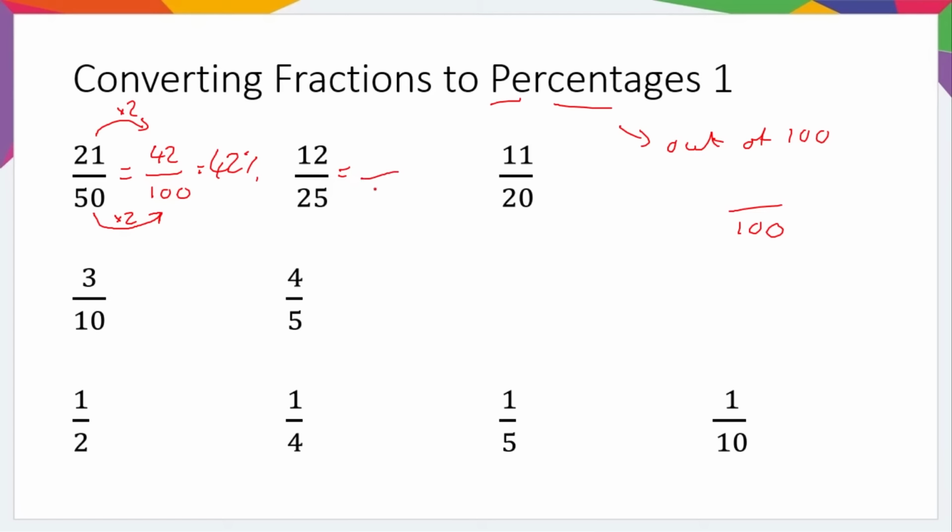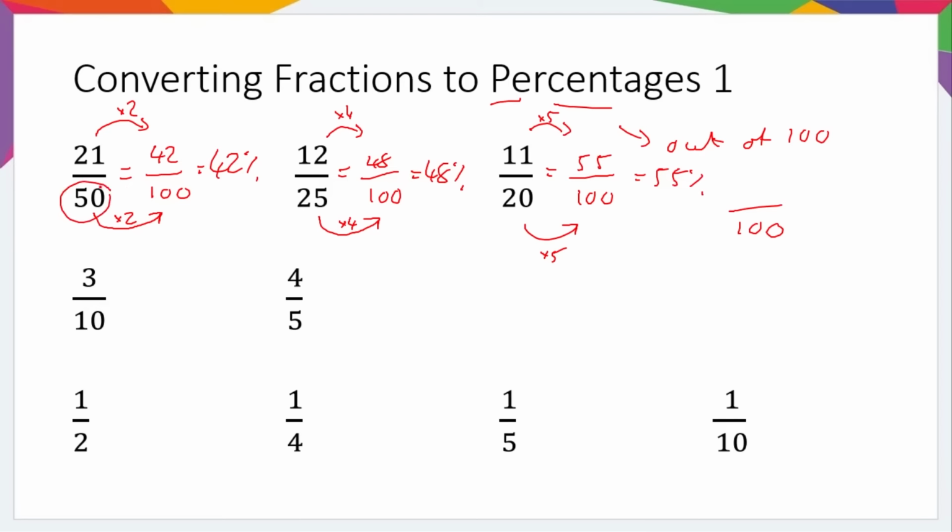12 out of 25, again, let's turn this into an equivalent fraction out of 100. 25 multiplied by 4 is 100, so we need to multiply the 12 by 4, which is 48, so that is 48%. 11 out of 20, again, to turn a 20 into a 100, we're multiplying by 5, so we need to multiply the top by 5 as well, and 11 times 5 is 55, so the answer is 55%.